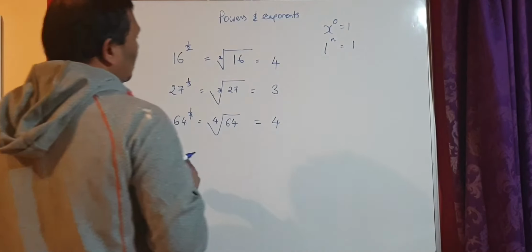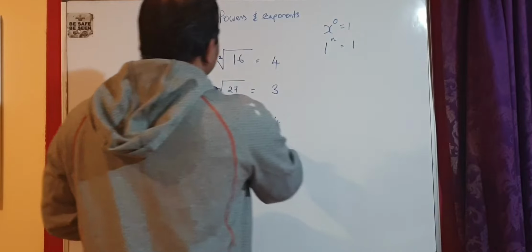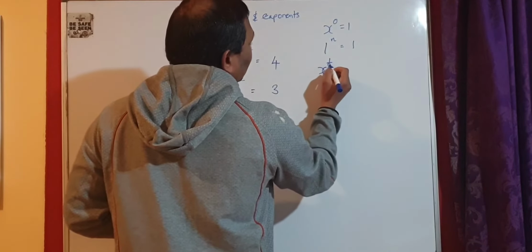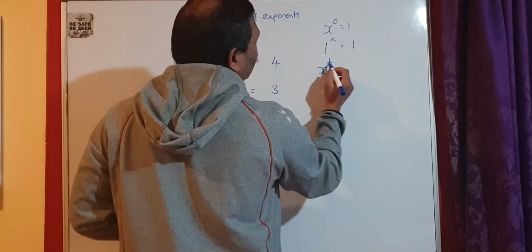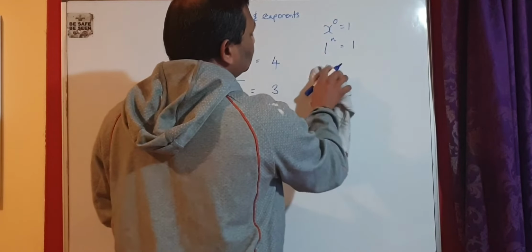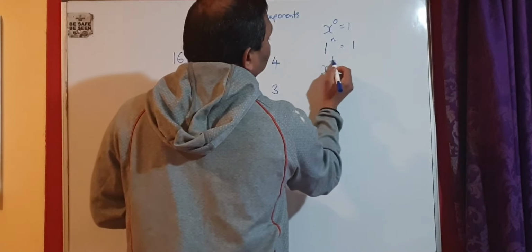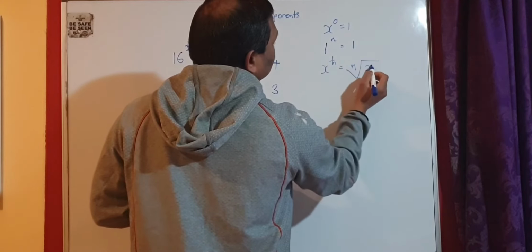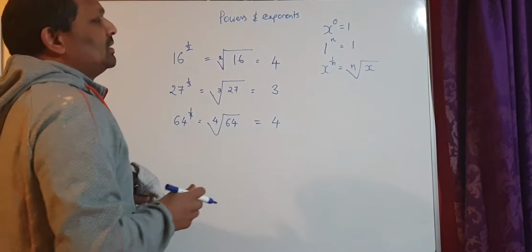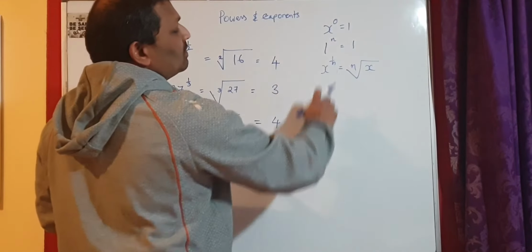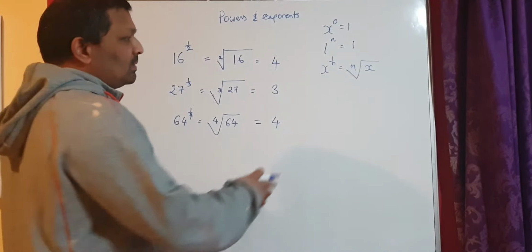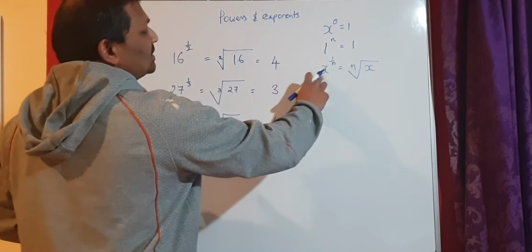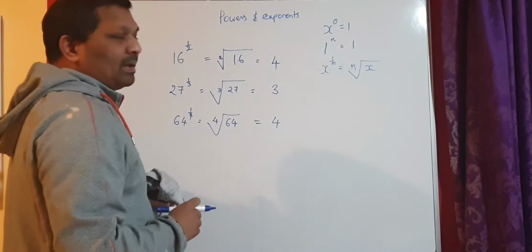Okay. So in a generic way, this can be written as x to the power of 1 by n, which is equal to the nth root of x. This could be 2, 3, 4 or anything. It could be anything, but the nth root of x is the answer, which is equal to x to the power of 1 by n.